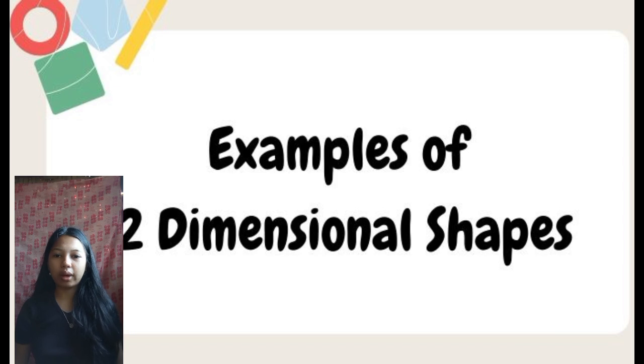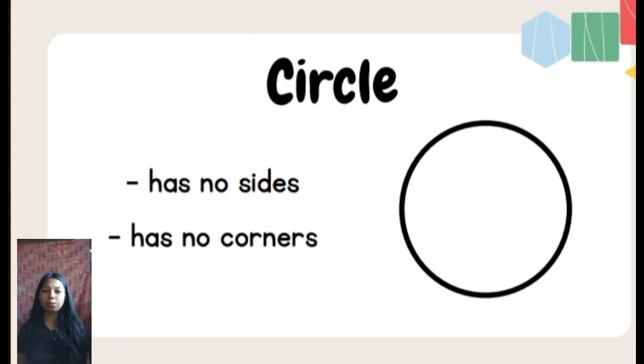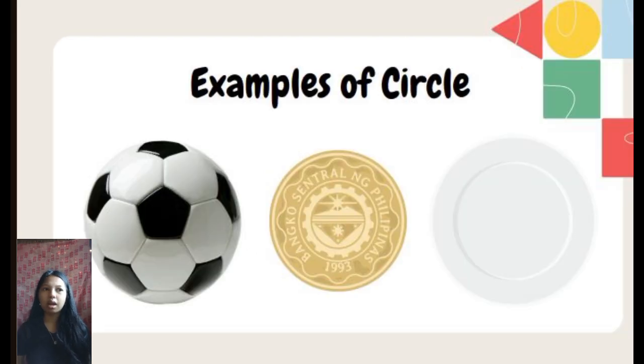Good morning everyone, I am your teacher Laika and I will be discussing the examples of two-dimensional shapes. The first one is a circle. A circle has no sides and no corners. Here are the examples of a circle. As you can see, the examples of a circle are a ball, a coin, or a plate.